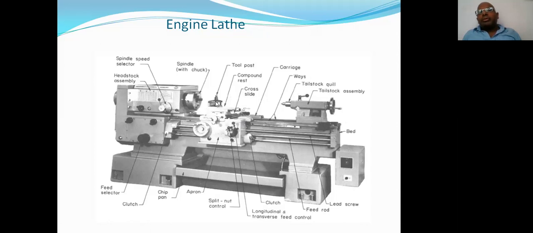In the previous one, only the tool post is there. Compound rest and cross slide are not provided. That's why the carriage is not essential in that previous speed lathe condition. And in addition to that, here, in order to carry different types of complicated or specific applications like thread cutting and knurling.